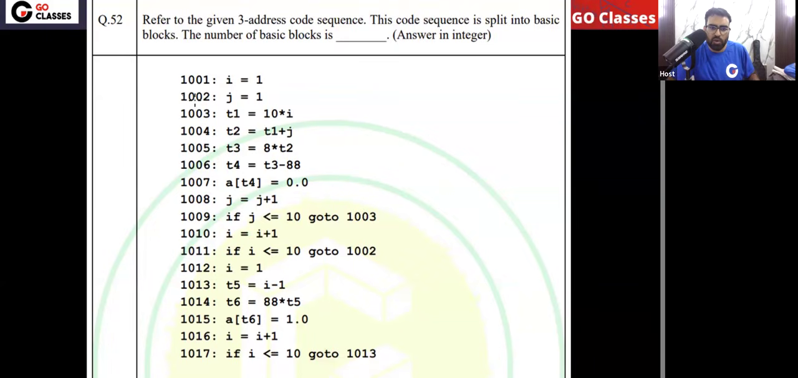According to rule number one, the very first instruction in the program is a leader. So remember, this very first instruction is a leader.